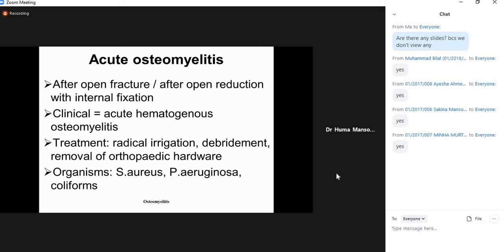So from the exam point of view, it's very important to be aware of the names of the organisms that lead to osteomyelitis in different settings. For example, if you talk about neonates, it's group B streptococci and Haemophilus influenzae. So it's different for different categories. The causes are different for different ages, and the organisms are different for the different settings of the infection.